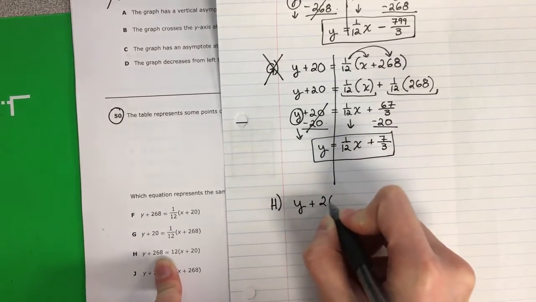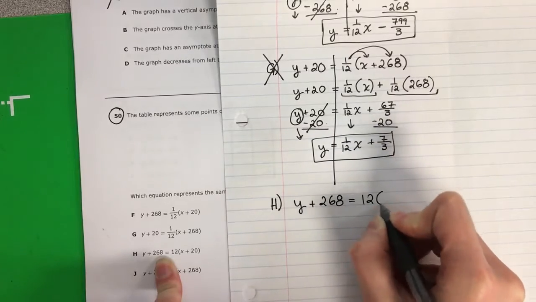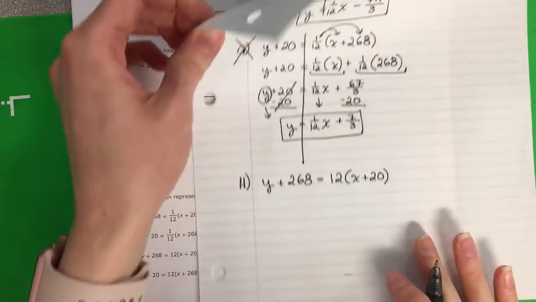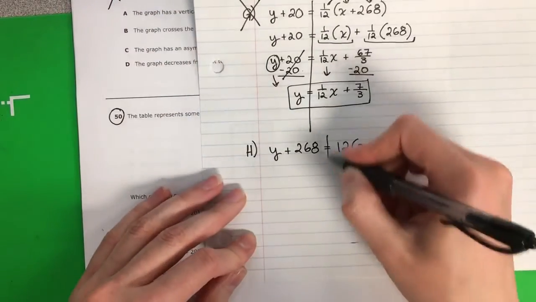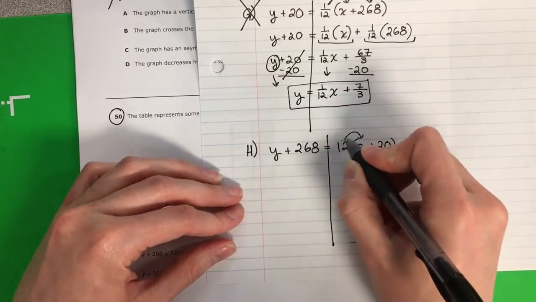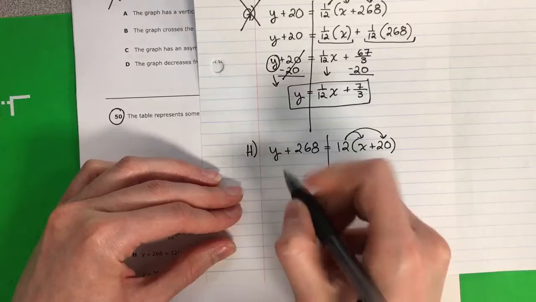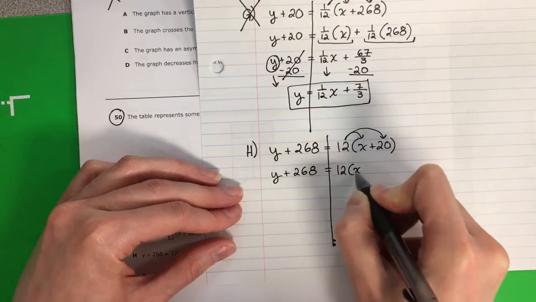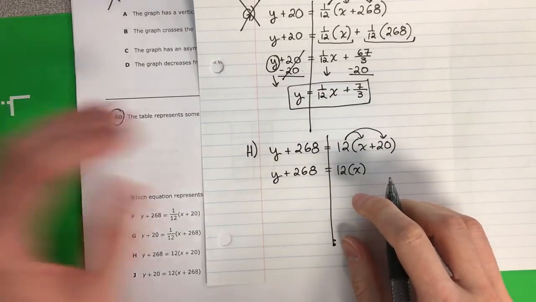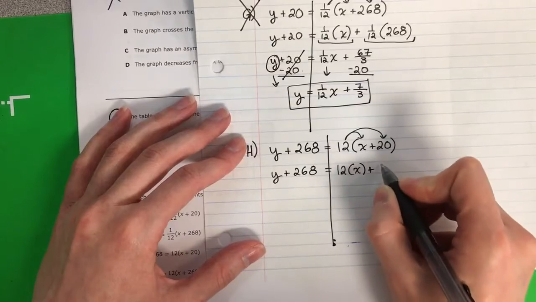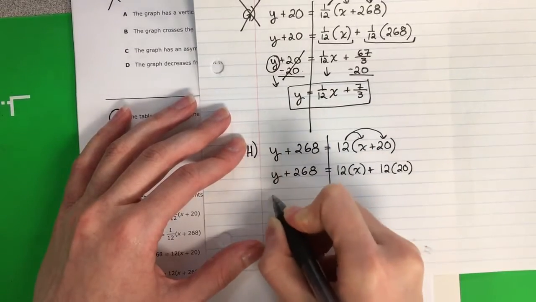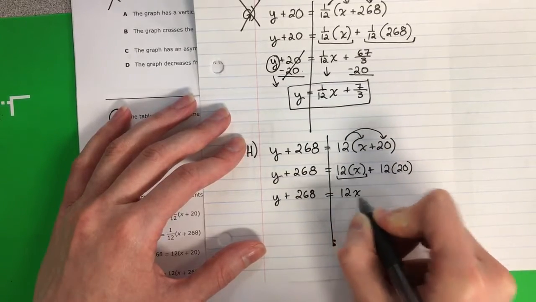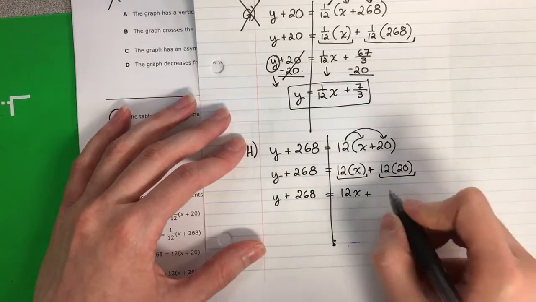H is next. Y plus 268 equals 12 times x plus 20. I have a feeling this one might work. So let's put our line. We're going to do our arrows first, so 12 times x and 12 times 20. So copy down, y plus 268 equals, we're going to do 12 times x. Oh, sorry, maybe this one might not work. We don't know. Let's see. Plus 12 times 20. Copy down, y plus 268 equals 12 times x is 12x plus 12 times 20, I think that's 240.